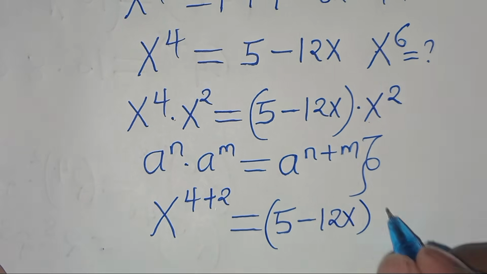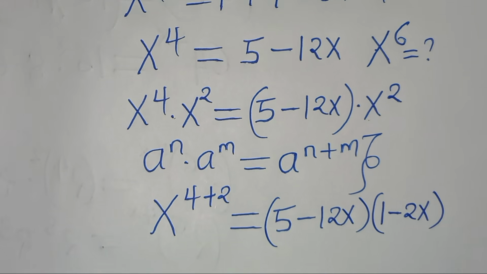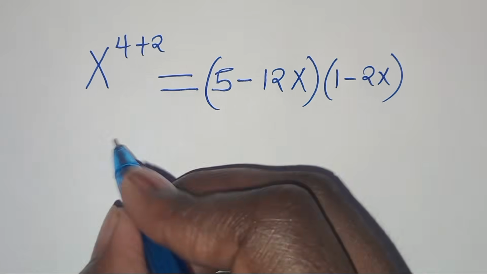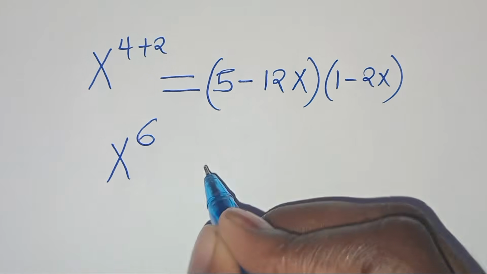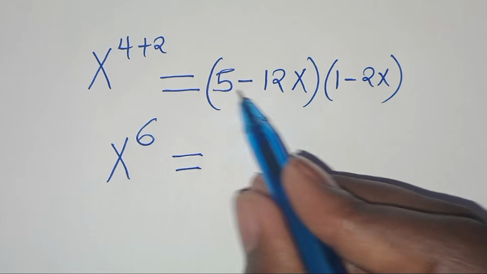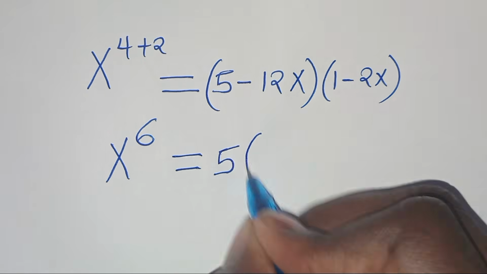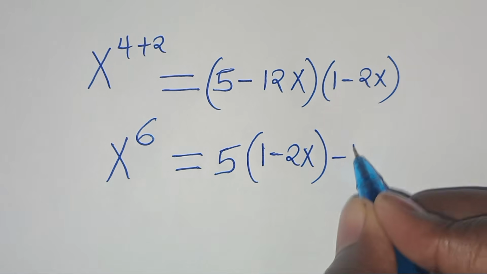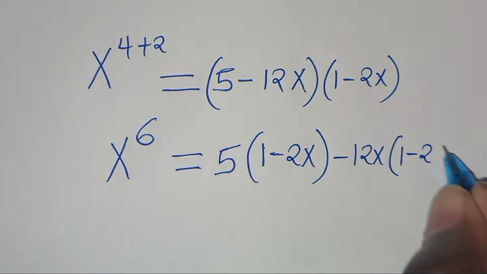x to the power of 2 is 1 minus 2x. So now here we have x to the power of 4 plus 2. This is equal to 6, and this is equal to 5 minus 12x times 1 minus 2x. So we have 5 multiplied by 1 minus 2x, then minus 12x into the parentheses. This is 1 minus 2x.